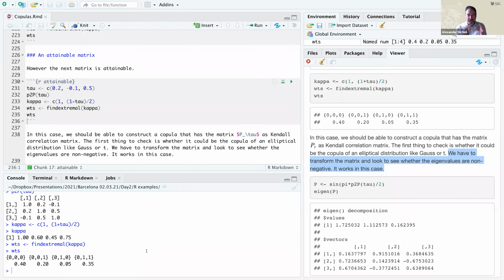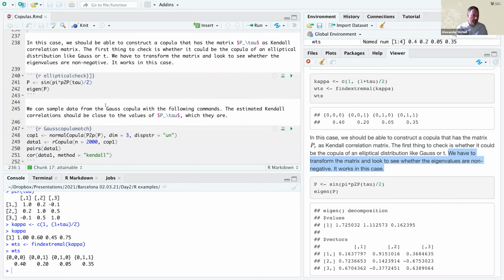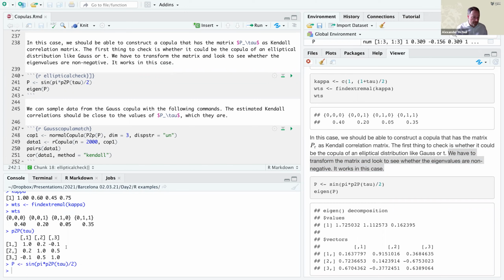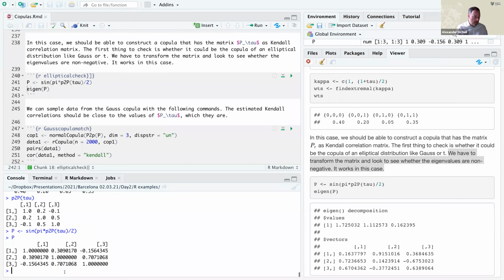From the correlation matrix of the copula, you can compute the Kendall's taus. So if we take the Kendall's taus and work backwards, that's what I'm going to do. I have my Kendall matrix, P to P tau. Working backwards, this is what I would have for the correlation matrix of the copula, for a Gauss copula or a T copula. That's what it should be, that matrix there.